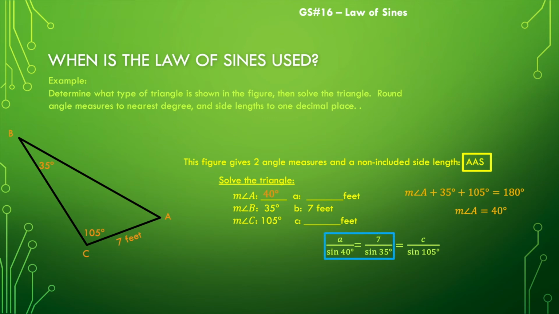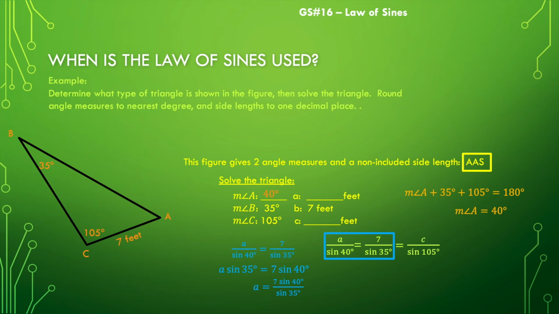We're going to focus on this part first, because with this part I can just focus on these two ratios that are equal to each other. And I'm going to cross multiply. I'm going to say side length A times the sine of 35 degrees is equal to 7 times the sine of 40 degrees. And then I'll isolate A by dividing both sides through by the sine of 35 degrees.